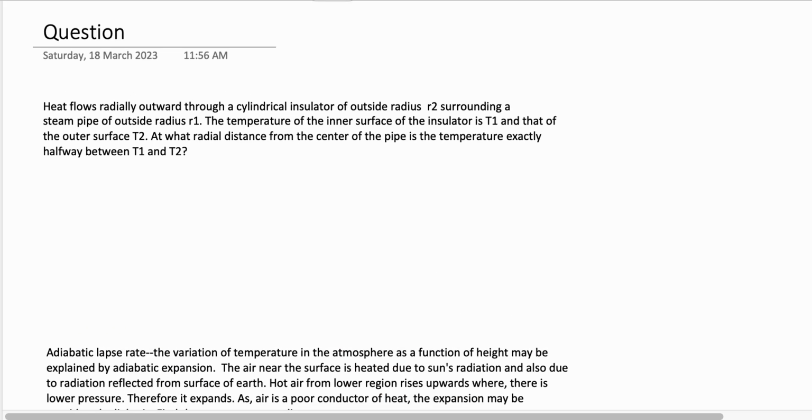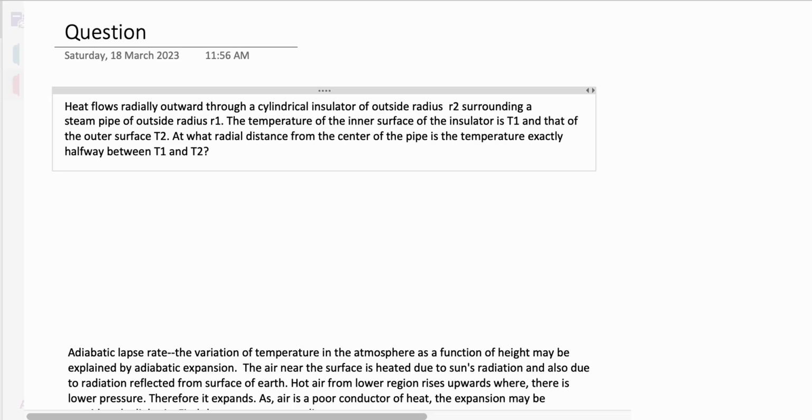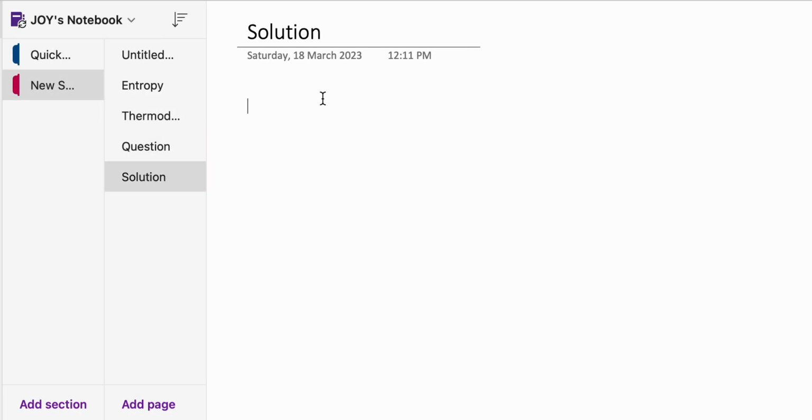Today's first question: heat flows radially. Suppose a system where heat flows radially outward through a cylindrical insulator of outside radius r2. Let me copy this question first, and we'll solve it here in the solution.